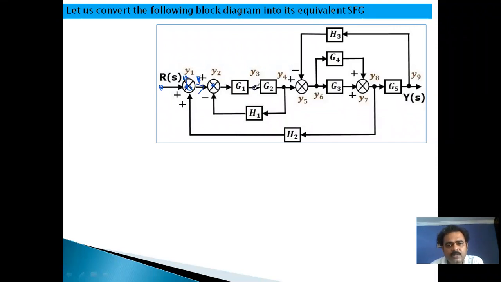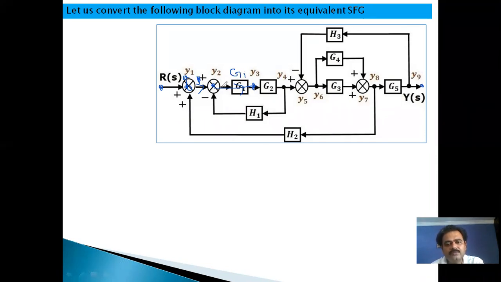So again, in between these two blocks, we have to represent one more node. From this branch to this node to this node, we have to represent that the signal is flowing in this direction. Since this is the input node, finally Y(s) is an output node. So in this direction, this is called the forward path direction. So we have represented with y2. Similarly, this junction y3, a node with y3 variable.